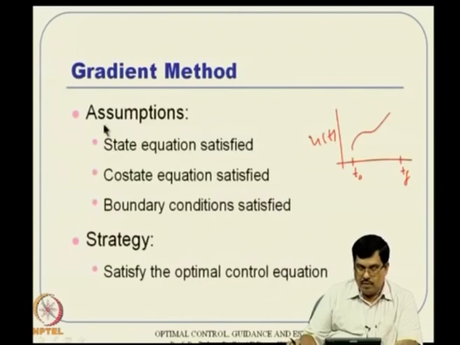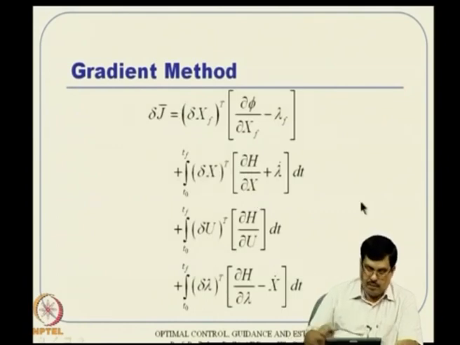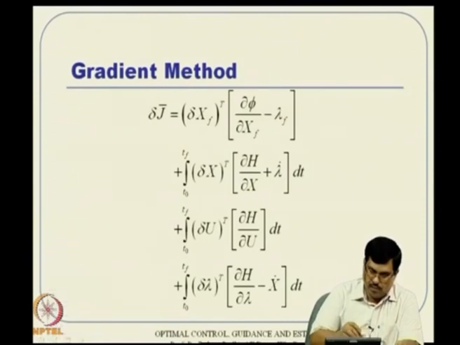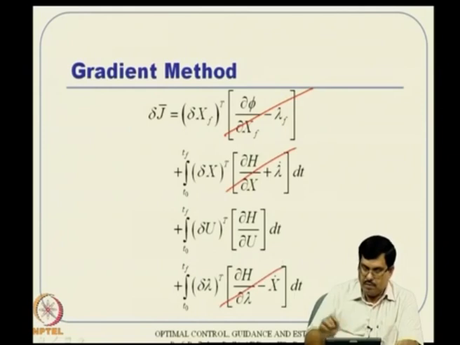Now, coming back to here, we are assuming that the state equation is satisfied, the co-state equation is satisfied, as well as the boundary conditions. That means this equation is satisfied, this equation is satisfied, this equation is satisfied, and this equation is satisfied.